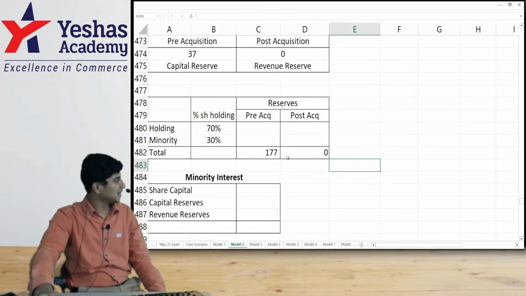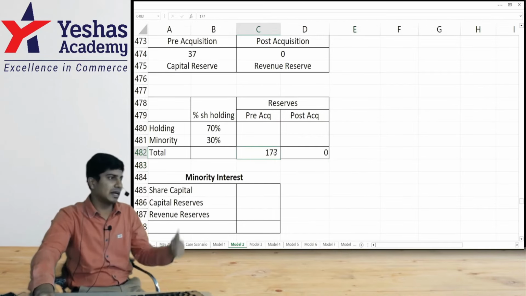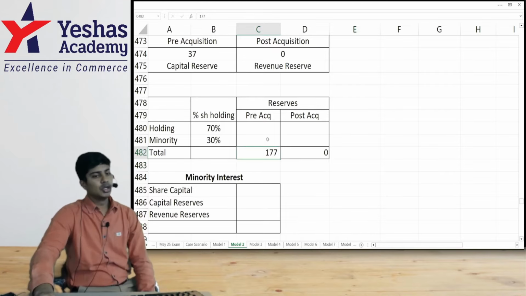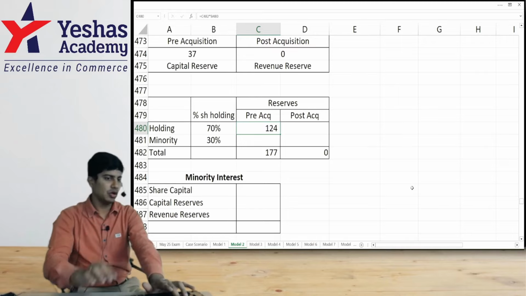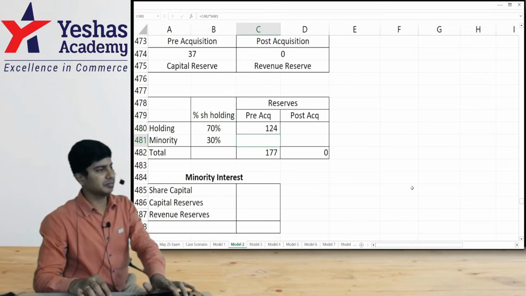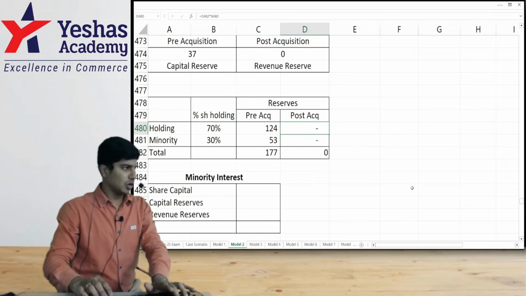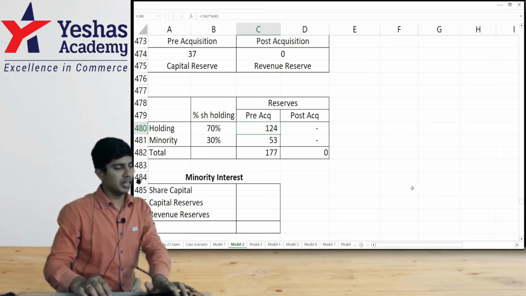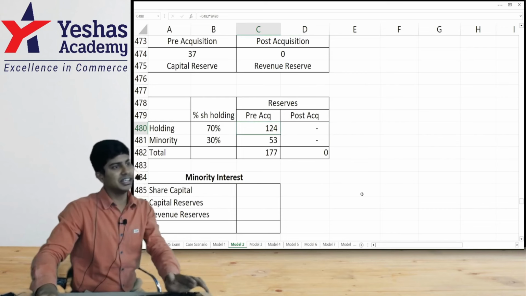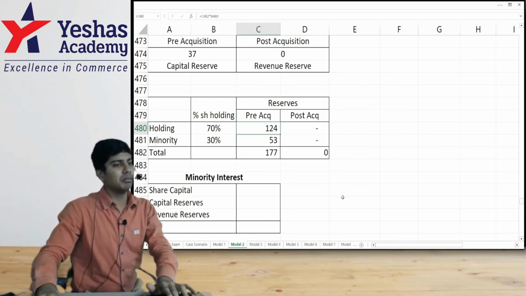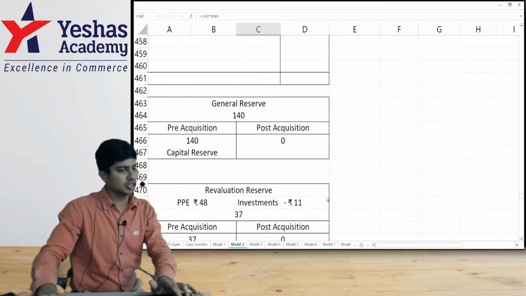Now let's split this 177 between holding and minority in the ratio 70/30. Do 70% of 177. 124. And 30% of 177. Anyways, post acquisition is zero. Pre acquisition reserves of 124 will not go to the balance sheet. It will be deducted from our book value of investments in the cost of control.